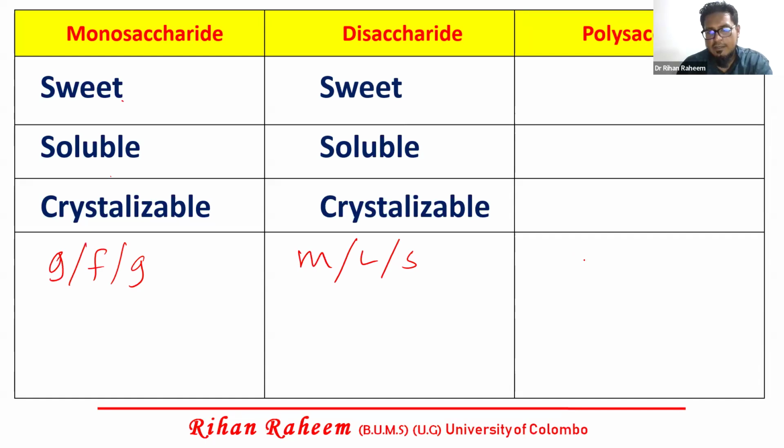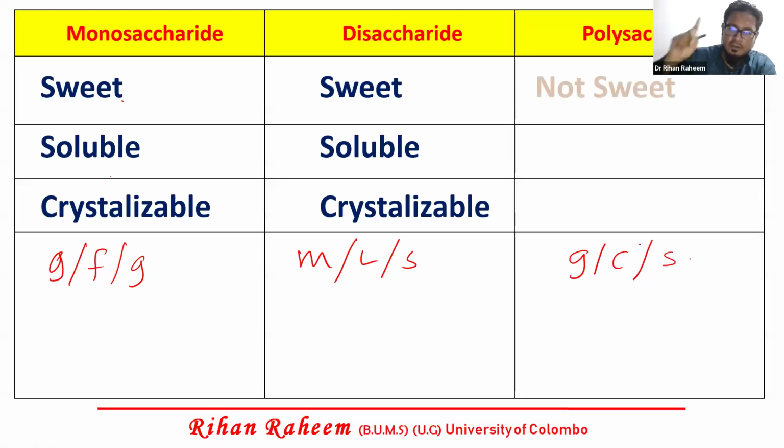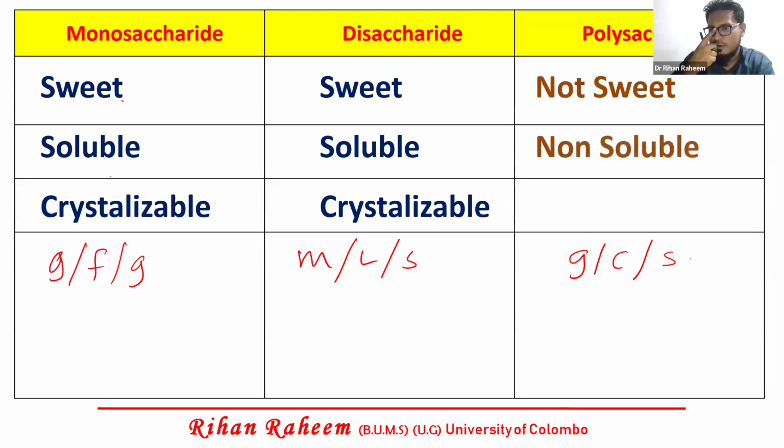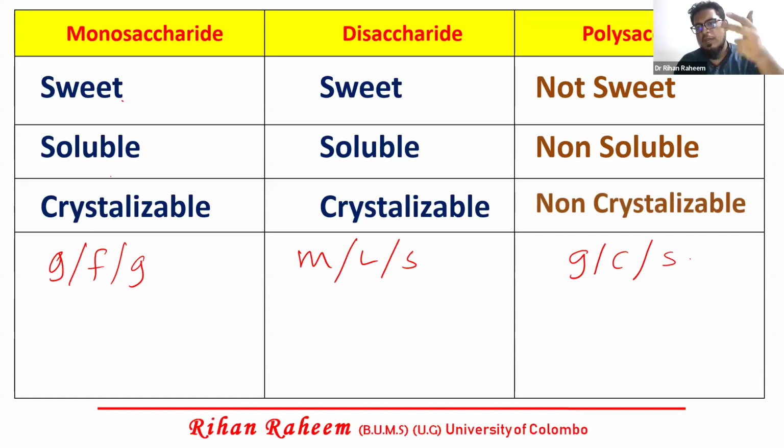Polysaccharides are G, C, S. They are totally opposite. Not sweet, insoluble, and non-crystallizable. Non-soluble is not the correct word; in English, it should be insoluble. It's not sweet, you cannot dissolve it, you cannot make it into crystals. Flour is starch. If you keep flour in the mouth, initially it's not sweet, right?